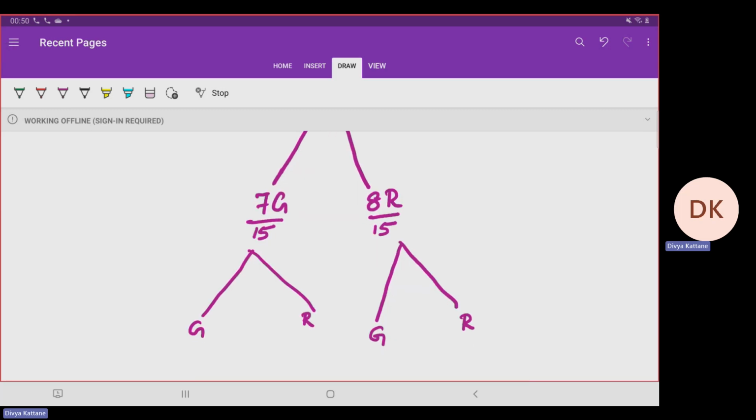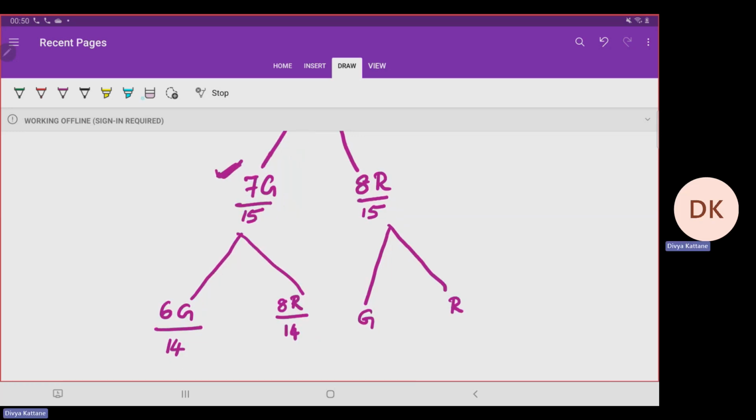Now, he is not keeping it back. So, how many green? One green already taken on this side. So, how many greens are left with him? 6 greens are left with him, no? So 6 greens out of, one already taken means total number becomes 14 now. Now he has taken only green here. So red is still the same number. Total number of red is 8, no? So 8 by 14. Now this side is finished.